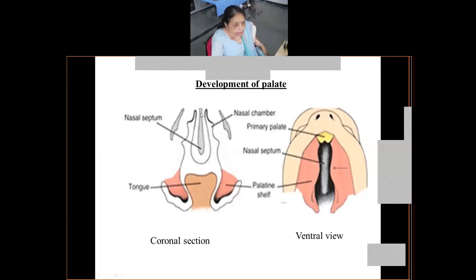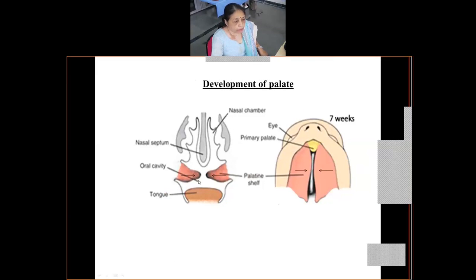Now this nasal septum which is formed from the frontonasal process will also descend, and here you can see the lower part of the frontonasal process or the lower part of the nasal septum. Here the palatine shelves will meet with each other as well as with the nasal septum. It is the ventral view, it is a coronal section. Now, here they are coming horizontally and they will meet with each other. And this is the nasal septum. They will also meet with the nasal septum. It will go downwards and meet at the center of the fused palatine shelves. Okay.